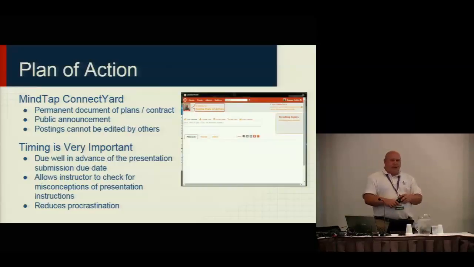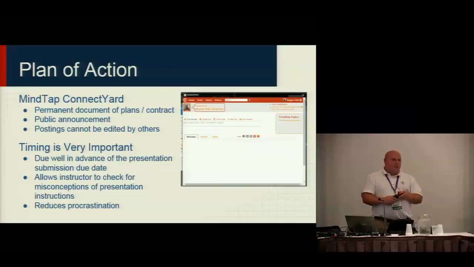Now, postings can't be edited by others. You can't change it, and your partner can't say, well, I'm going to do this instead. Right? They can put up a message that says, well, I didn't really agree to that, and then we can have a discussion about that. But what I like for them to do is discuss who's going to do what first, and then post what their group is going to do on the plan of action. The timing is the very important part. The plan of action needs to be done at least a week in advance.